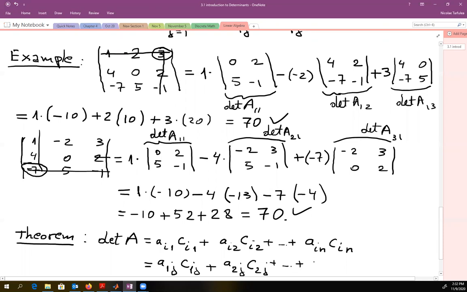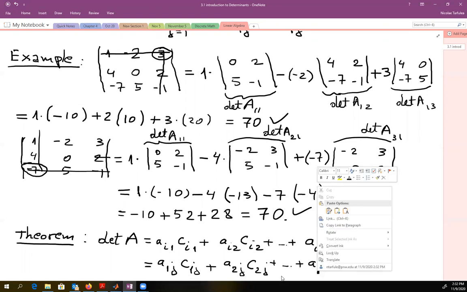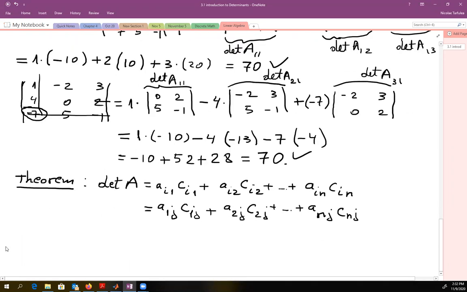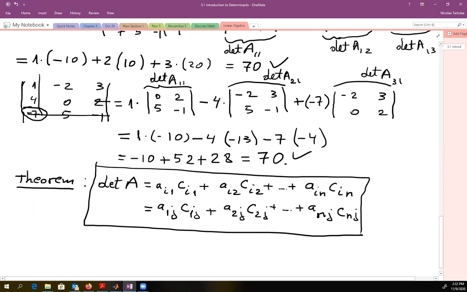Okay, so I'm gonna do some examples. So let's see what I mean by this. Just a second. But this is very important. It doesn't matter what row or column you choose. The cofactor expansion is the same.